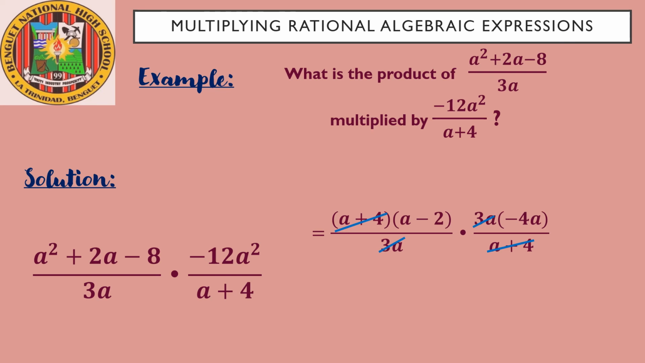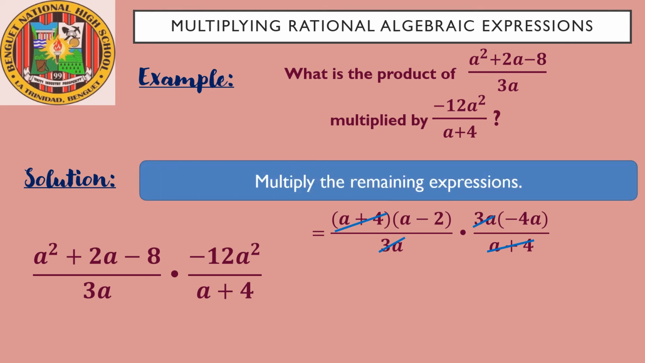We multiply the remaining expressions. First, let's check out what expressions remained in each RAE. In the first RAE, we canceled out a plus 4 in the numerator and 3a in the denominator. So that leaves us with the expression a minus 2 over 1. For the second RAE, we canceled out 3a in the numerator and a plus 4 in the denominator, which leaves us with negative 4a over 1.